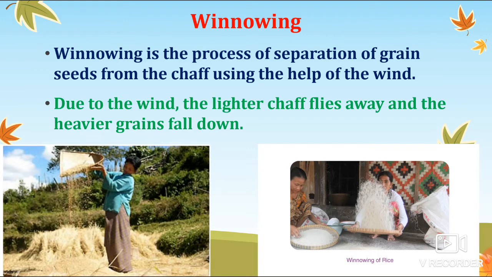And another step in harvesting is winnowing. Winnowing is a process of separation of grain seeds from the chaff with the help of wind. That wind may be produced manually, or it may be natural wind. Here you are seeing natural wind being used. And here we are trying to create a wind. And sometimes we are using fans.